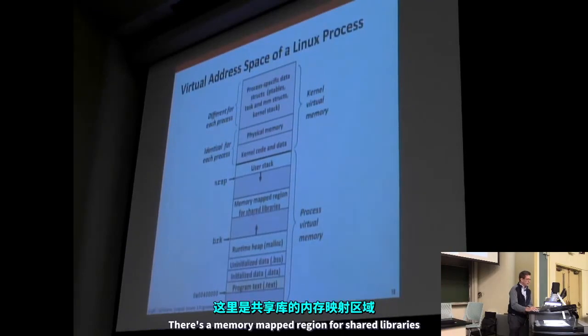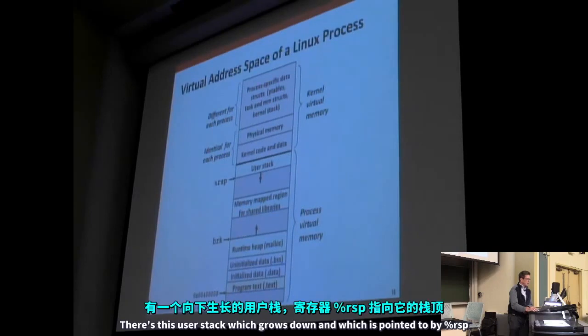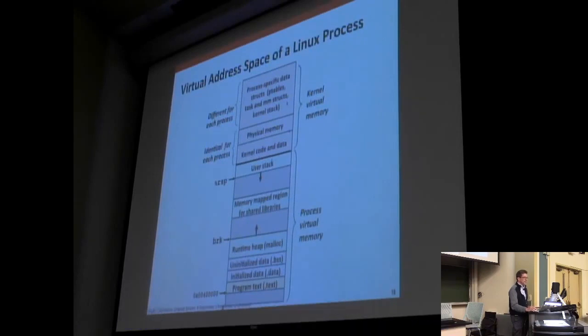There's a memory mapped region for shared libraries. And then at the top of the user level, user accessible memory, there's this user stack which grows down and which is pointed to by RSP. And then the kernel code and data live up in the upper portion of the address space.